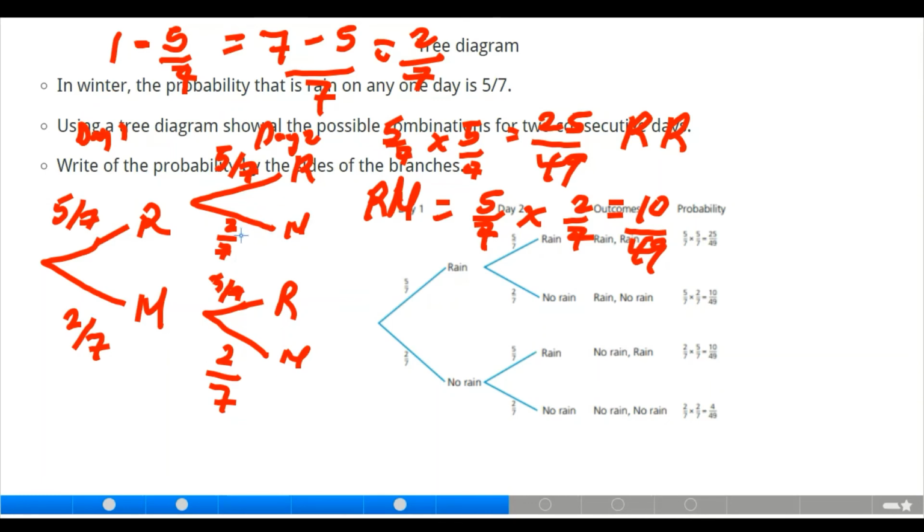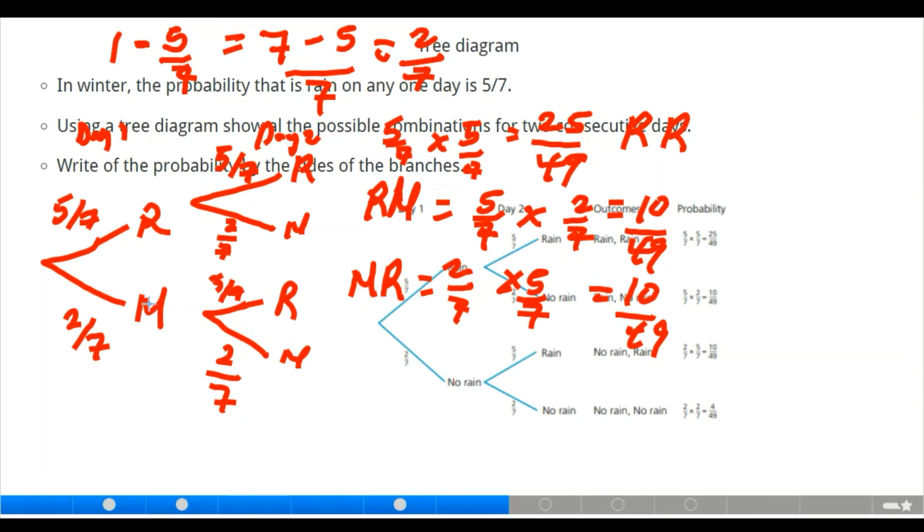Let's come here again. Let's look at the probability that it will not rain and the probability that it will rain. So that is N, R. It's going to be 2 over 7 multiplied by 5 over 7. 2 times 5 is 10, 7 times 7 is what? 7 multiplied by 7 will give us 49. So that is 10 over 49.